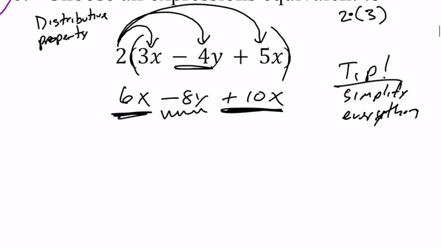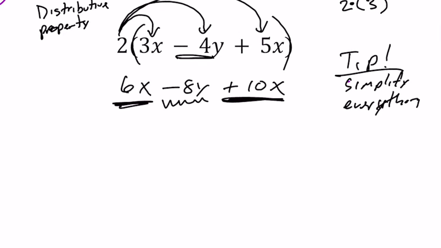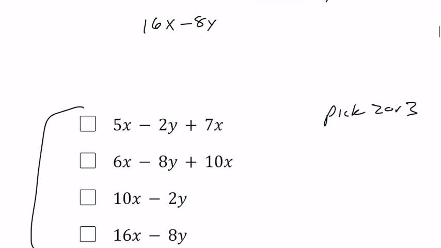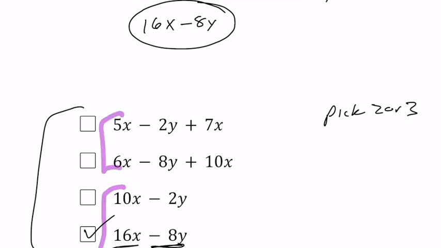Okay. So now what do we do? 6 plus 10 gives me 16x. And then the y, well, the -8 is by itself, so I'm going to leave it like that. Now let's check. Do any of my answers look like this? Do I have a 16x? Yes, I do. Do I have a -8y? Yes, I do. Guess what? That one is correct. And did you guys notice just a little strategy you can figure out here? Did you see that these two and these two look similar?